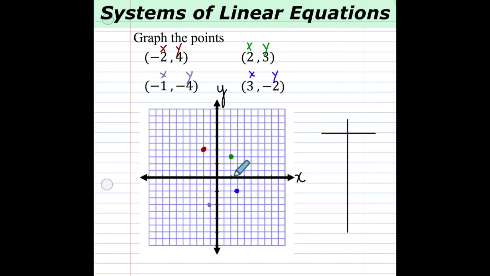The green point is (2, 3) in the first quadrant. The red point is (-2, 4) in the second quadrant. The gray point is (-1, -4) in the third quadrant. And the blue point is (3, -2) in the fourth quadrant.